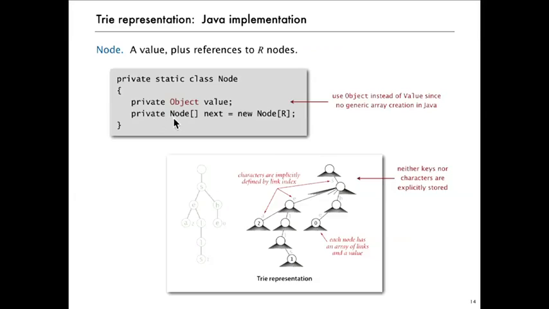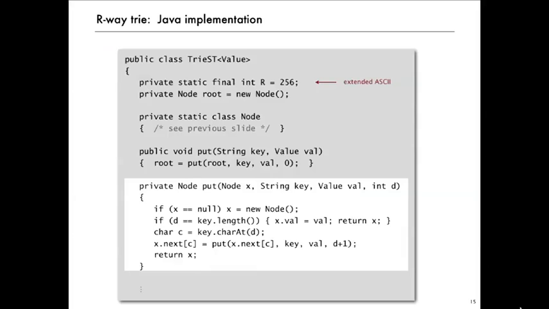Other than that little complication, this is a quite straightforward representation of tries, and it leads to a very easy implementation. So the keys and the characters are not explicitly stored. They're there implicitly because of the links. And that's a very important point to think about when it comes to implementing and using tries. Given that representation, the code for implementing a trie symbol table in Java almost writes itself.